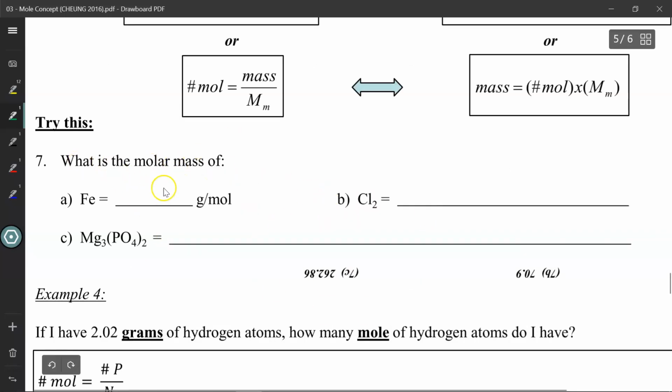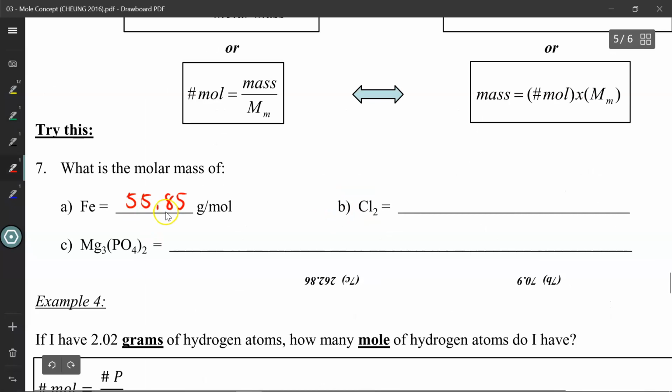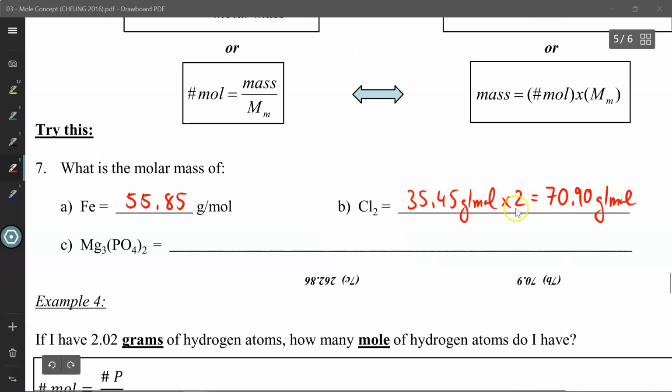So the molar mass can be found from the periodic table. The molar mass of iron is 55.85, so 55.85 grams per mole. Now if I look at chlorine, because chlorine is diatomic, I have to multiply its molar mass by 2. So 35.45 times 2 is 70.90 grams per mole. Now the same thing applies for big giant compounds and molecules.